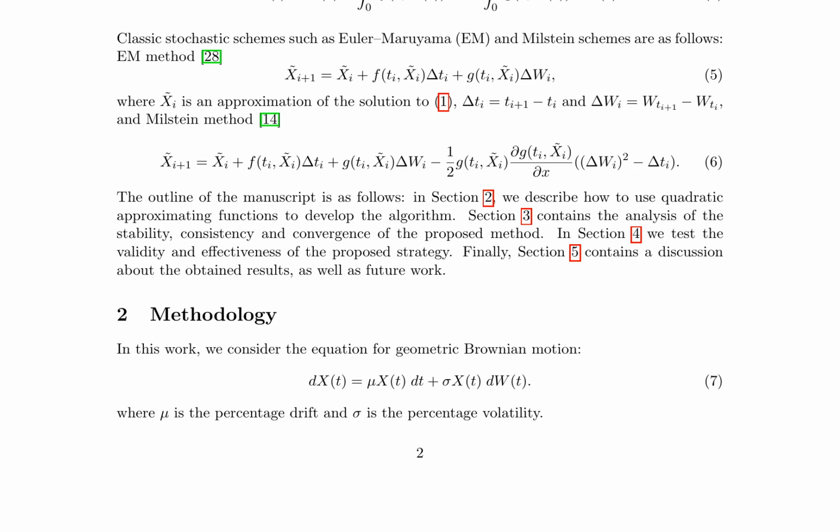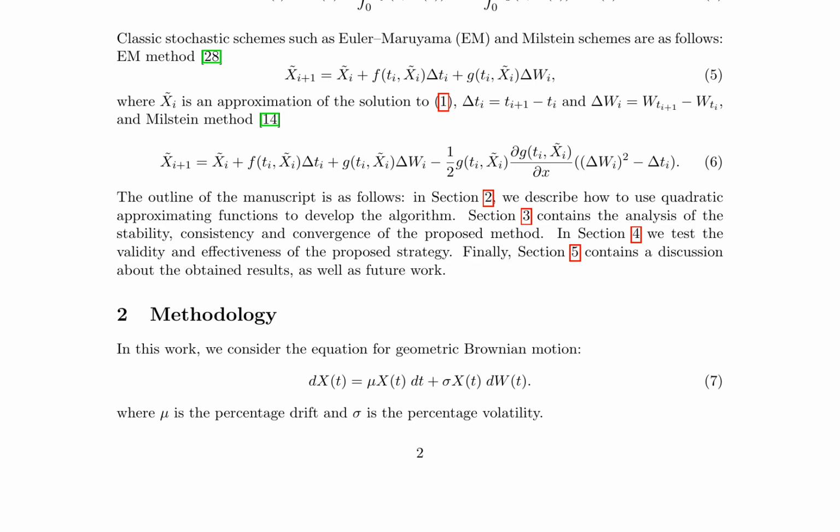The author's approach aims to improve upon existing methods by incorporating a deterministic error correction term, which is expected to enhance the accuracy and stability of the approximation. The use of quadratic approximating functions in Section 2 is a key aspect of the proposed algorithm, and the analysis in Section 3 will provide insight into the method's performance.